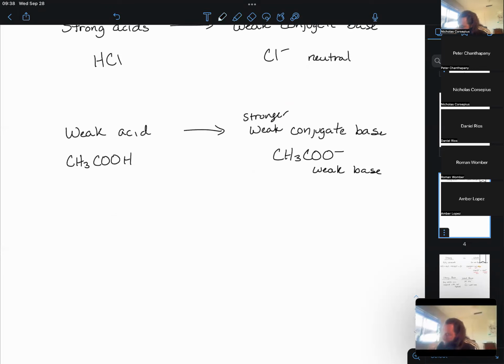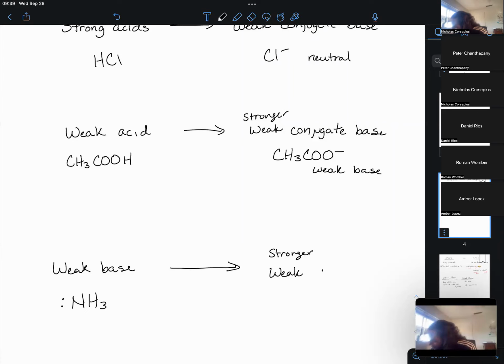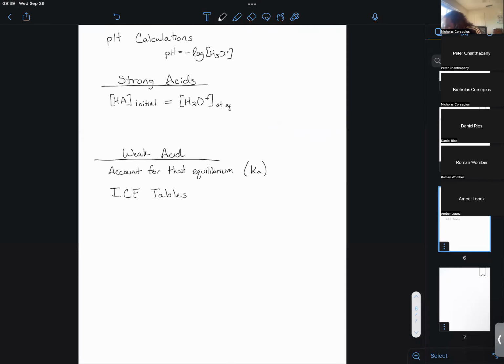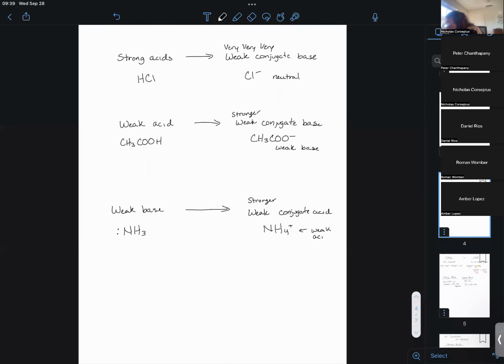If we have a weak base, like for example, that ammonia, it's going to have a stronger weak conjugate acid. Meaning the conjugate acid can play the role of a weak acid, right? It can actually donate that proton.